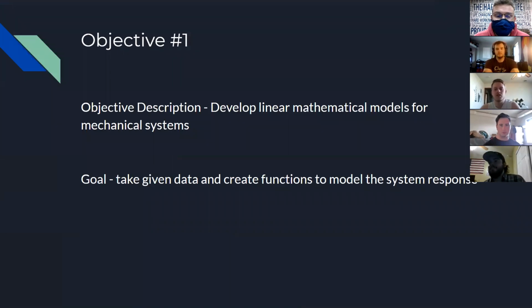The first course objective we had for this class was to develop linear mathematical models for mechanical systems. So our goal for our project is to take given data and input values and then use that to create functions to model the system response based on what we're given for inputs.